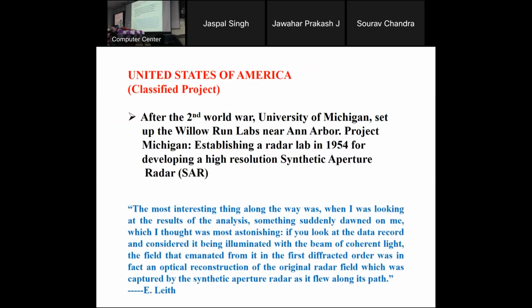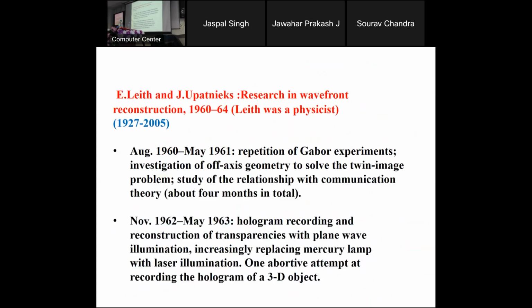In the USA, after the Second World War, the University of Michigan sponsored a project on synthetic aperture radar. And they were trying to process the return data by optical means. So there was a group consisting of many people, but mainly this kind of technical issues. But this was not done by me. We attribute the credit to both. That was a senior person.